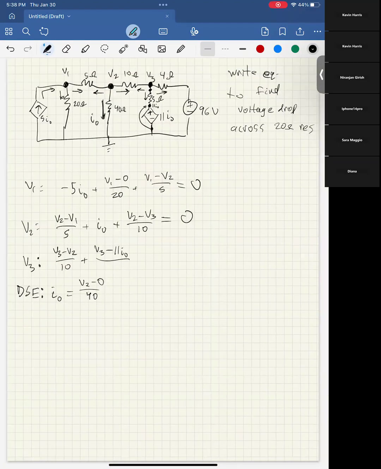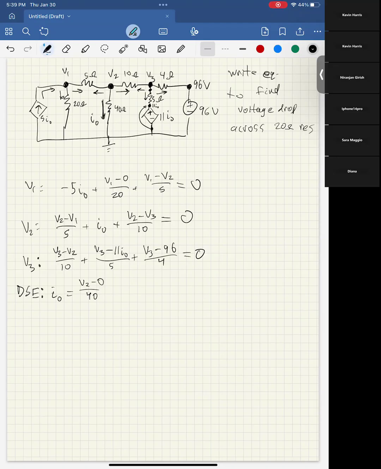And that is going to be over 5 ohms. And then plus, last but not least, we have V3. And at this point, hopefully you can all see by now, is just going to be 96 volts. So it'll be plus V3 minus 96 over 4 equals 0.